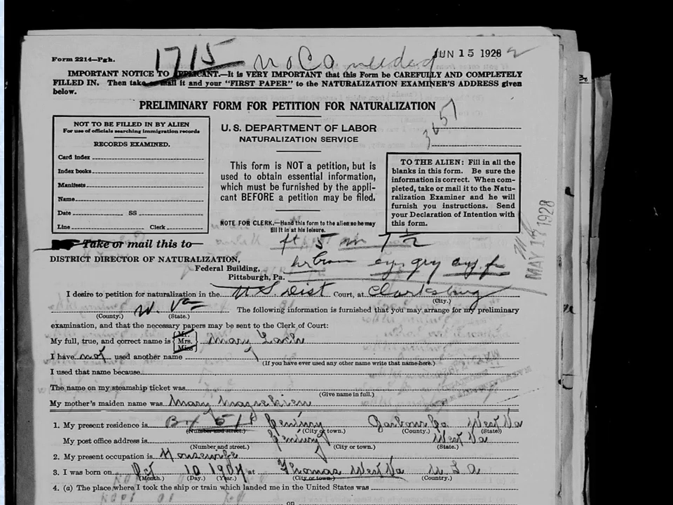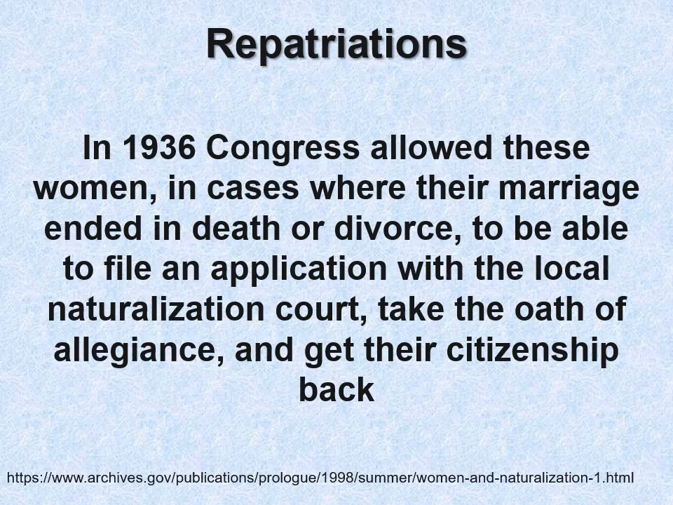Here is a preliminary form for petition for naturalization, and you can see on the top it says no CA needed. If you look down, you can see that the woman is Mary Lash. She indicates that she was born in West Virginia, so she has lost her citizenship because she married an alien. And so what she wanted to do was retrieve her citizenship by reapplying.